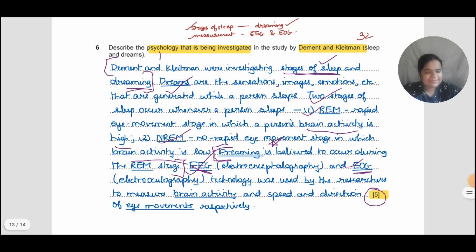Study sincerely, seriously for your paper. Your grades really matter for your admissions ahead. So take your studies seriously right from the beginning, and both AS and A levels count towards that dream admission which you want in whichever university you're aiming for.